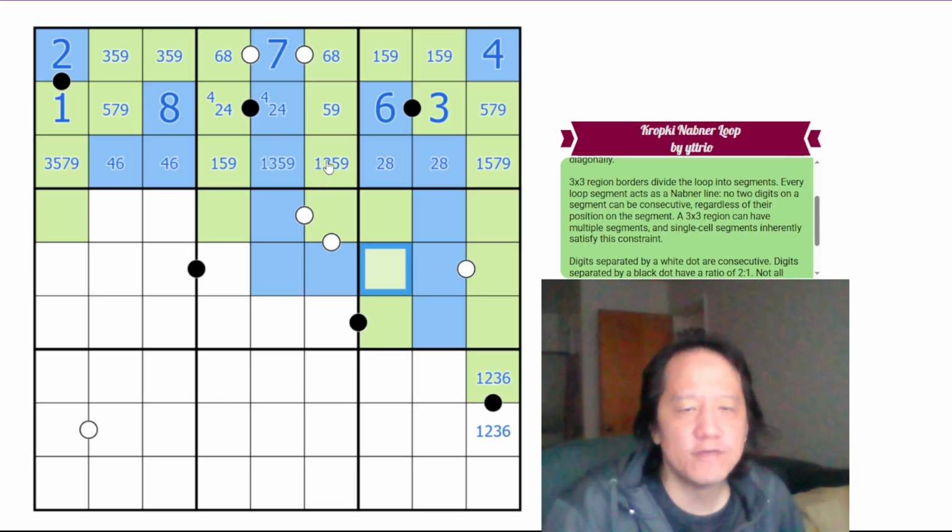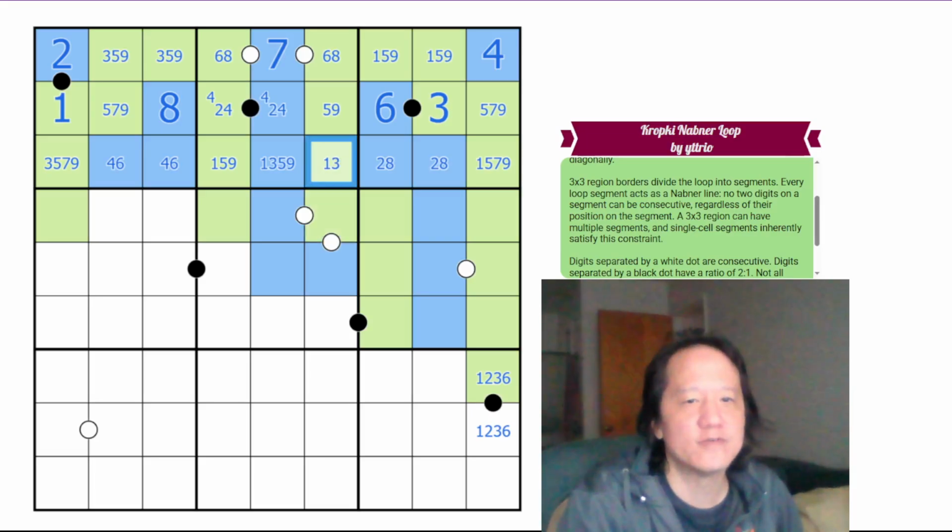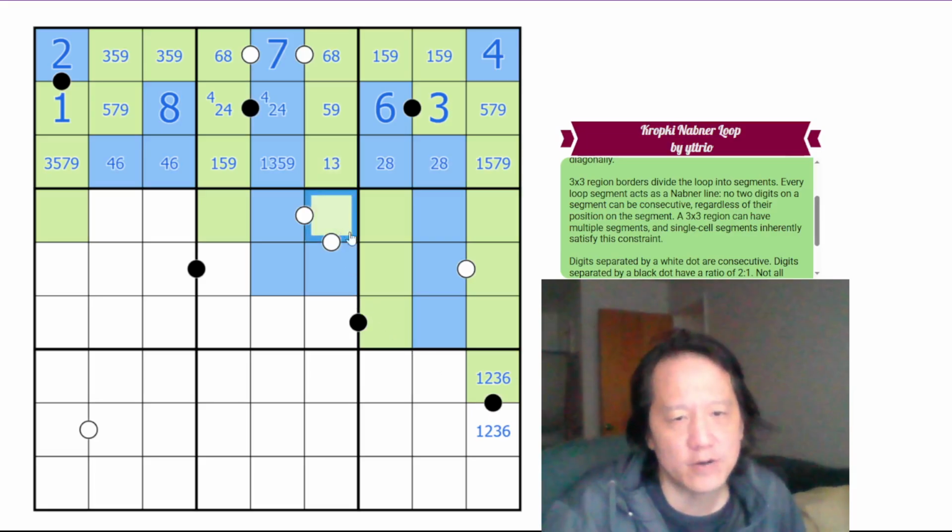If we have this being 5 or 9, the problem is 5. So this would be a 5, 9 pair, which means you're guaranteed 5 and 9 along this Nabner line. 5 is consecutive with 6, and 9 is consecutive with 8. So either way, that would eliminate all possibilities for the cell if this is 5 or 9. So it cannot be 5 or 9. It's 1 or 3 there.